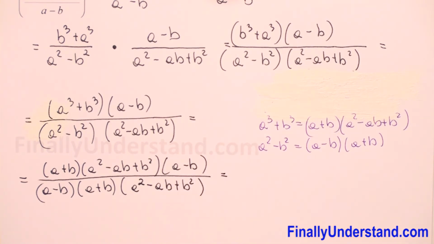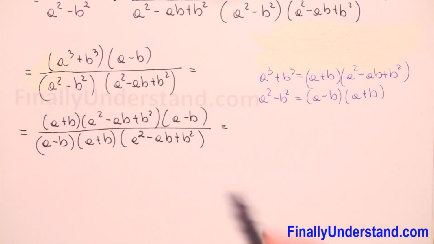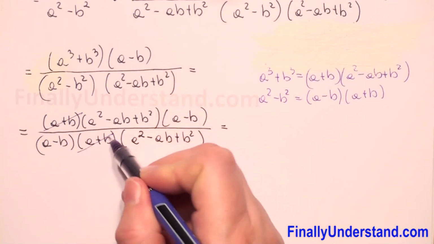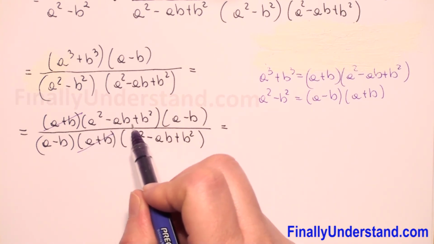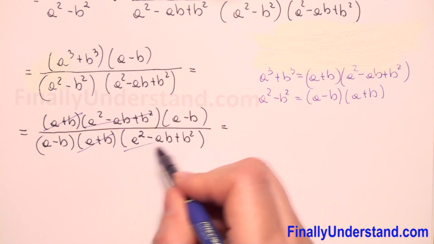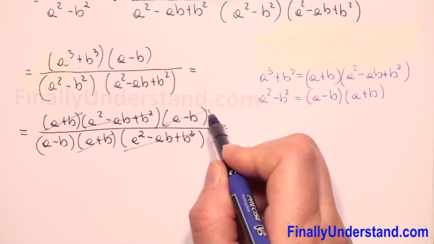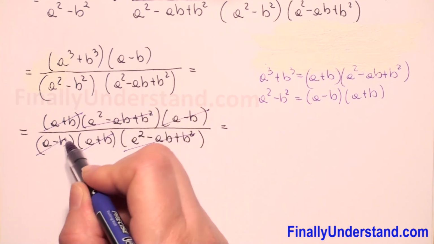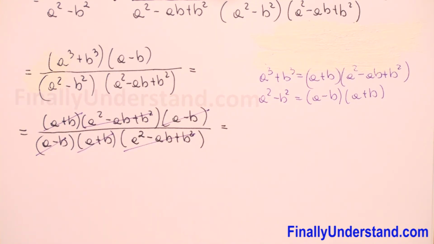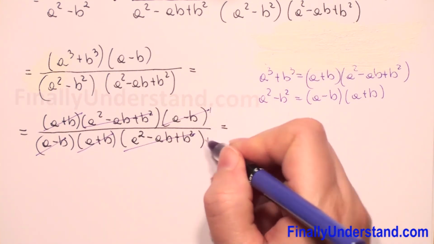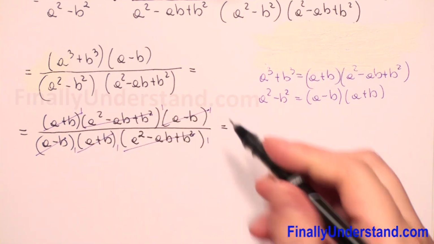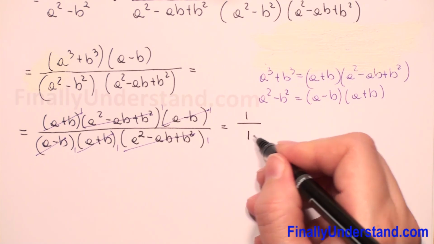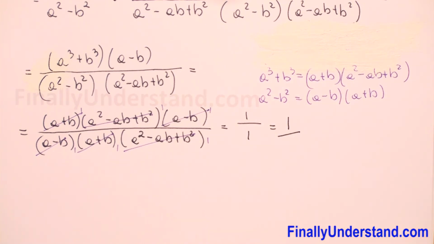So this is equal. Now in the parentheses we see that we have like terms. A plus b and a plus b we can cancel out. A square minus ab plus b square can cancel out, and a minus b and a minus b. So we have just 1 times 1 times 1 gives me 1, over 1, so this is equal to 1. This is my solution.